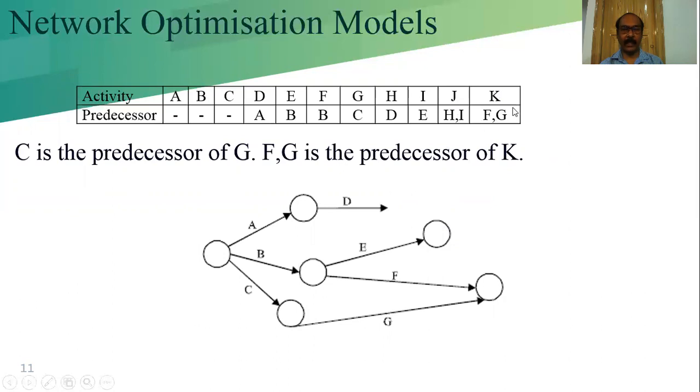Then we will check K, which has FG. So K will be from here. Now if we check here, what are not present here? Here I is present. J and K are not present. So J and K should be the end activities which enter the end node.